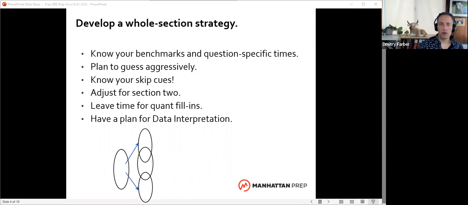On the quant side, you also want to leave room for the fill-in questions. There will often be a few questions that are just free response near the end. It's very hard to guess correctly on those because the answer could be anything. So you don't want to time out there and not be able to answer those.